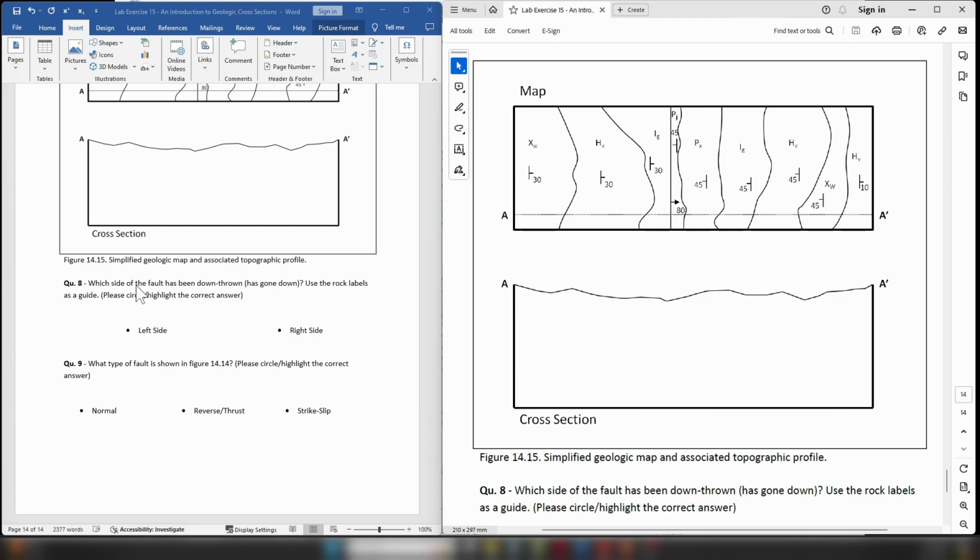Now, once you've worked out which side of the fault has dropped down, you're then going to be answering question 9 that's going to ask you what type of fault is shown in the figure. Is it a normal fault? Is it a reverse or thrust fault? Or is it a strike-slip fault? Once again, if you are uncertain, please look back at your physical geology notes. If you still don't feel comfortable answering the question, please email me and I will try and guide you towards the correct answer.